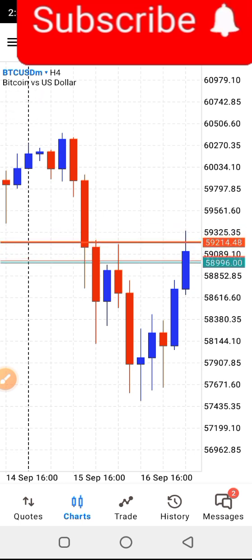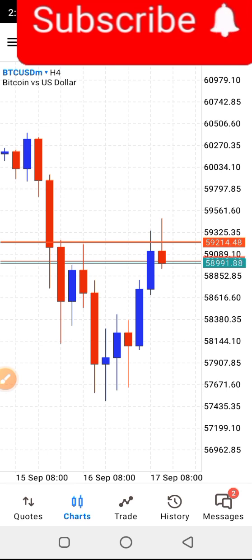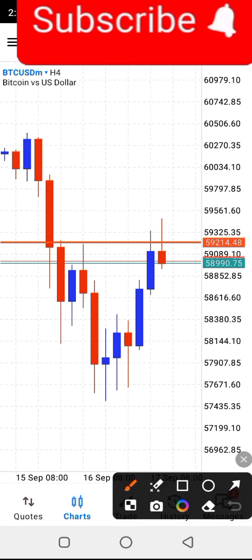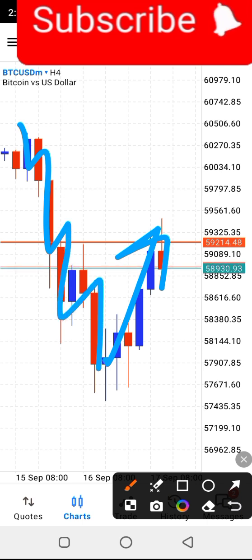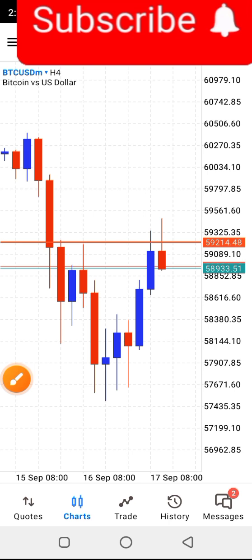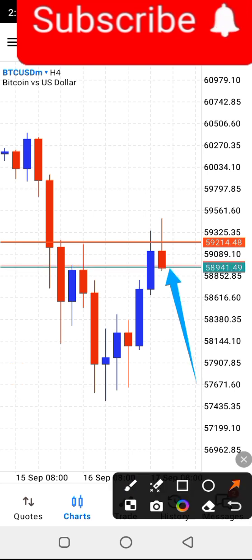For us to say structure has been broken or there's a change of character, this high has to be broken and a candle has to close above it. This impulsive move that is trying to counter the mini downtrend we have on our H4 time frame has not closed above it, so it is still a downtrend. It only wicked above it, probably taking liquidity. Then right now I have a candle flipping bearish.